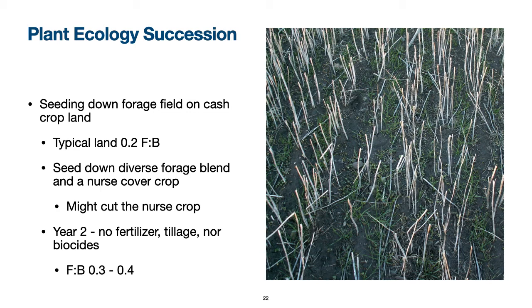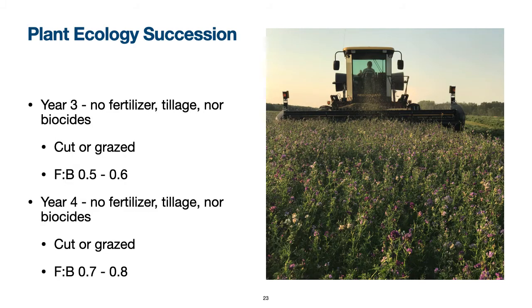By doing that, in year 2 we will see very few weld outs. We'll see very few cleavers. In year 3, once again, no fertilizer, no tillage, no biocides, whether you cut or grazed, we're still going to be building fungi in that soil. So now we're going to get into that 0.5 to 0.6. In year 4, no fertilizer, no tillage, no biocides, cut or grazed, our fungal to bacteria ratio is going to be bumped up again to 0.7, 0.8.